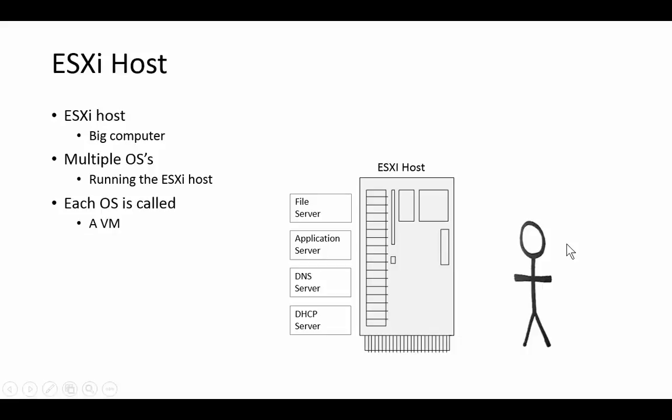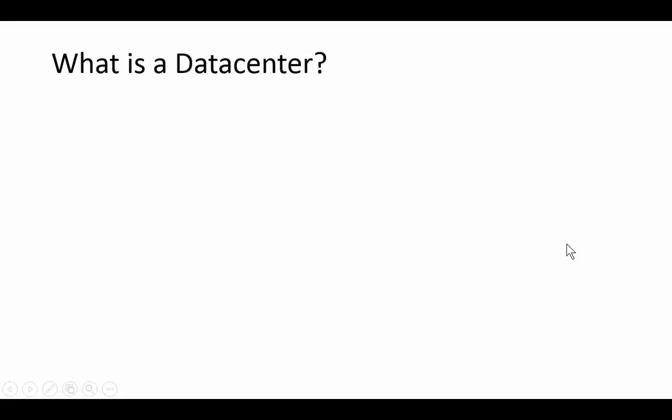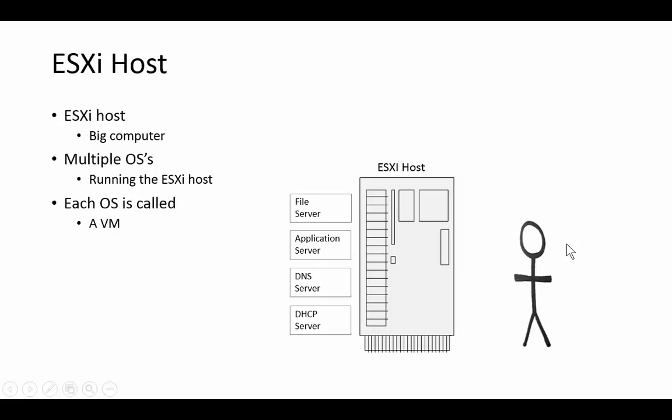So an ESXi host is a big computer that runs multiple operating systems, and each operating system is called a virtual machine. We've got the file server, application server, DNS server, and DHCP server all running on this great big machine.